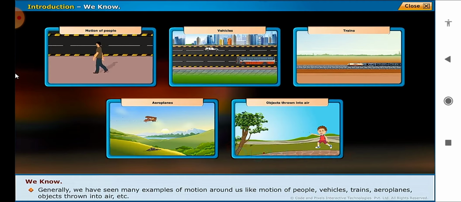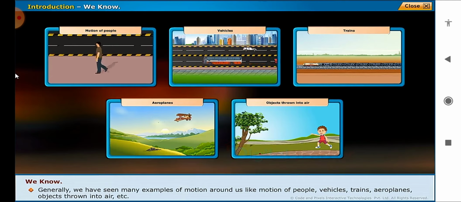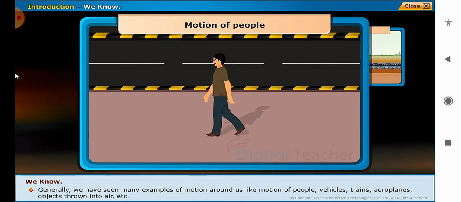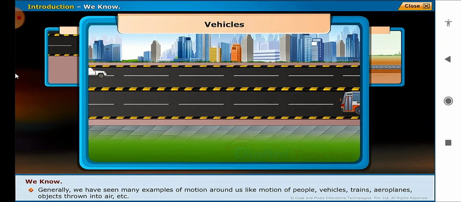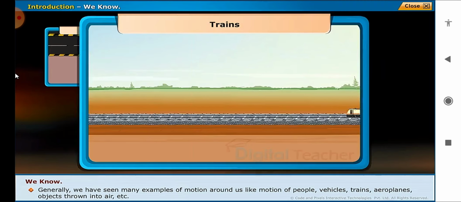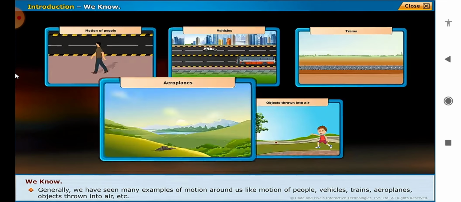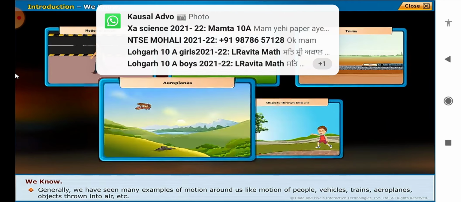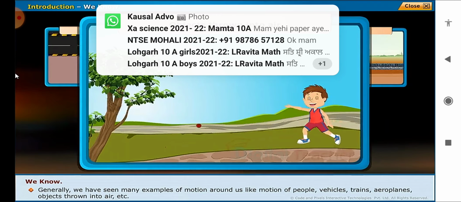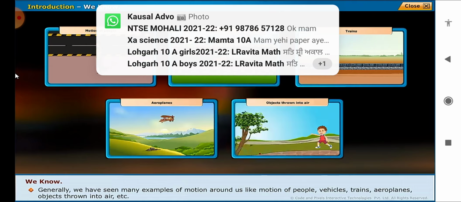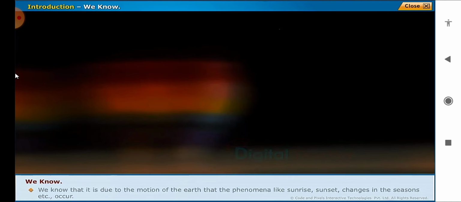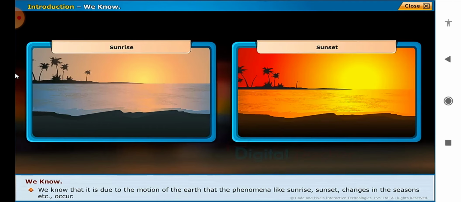Generally, we have seen many examples of motion around us, like motion of people, vehicles, trains, aeroplanes, objects thrown into air, etc. We know that it is due to the motion of the earth that the phenomena like sunrise, sunset, changes in the seasons, etc. occur.